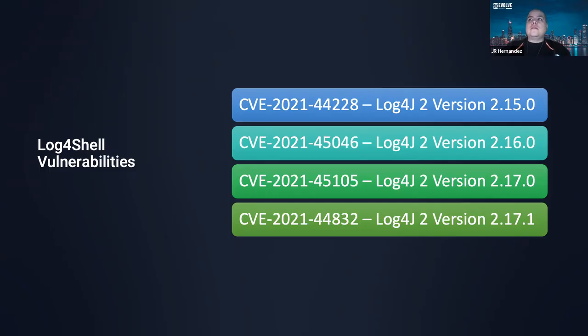The second vulnerability that showed up after 44228 was, after the developers patched this issue, they noticed that the patch didn't really go all the way. So people were still messing around. It wasn't complete. There were certain misconfigurations that could still lead to remote code execution. The following vulnerability is more of a denial of service vulnerability. And the last one, 44832, is still remote code execution, but it's more restricted in how you can do it.